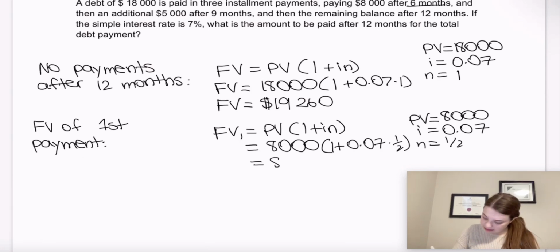That gives us $8,280. So basically, what this is saying is that putting 8,000 towards this at the 6-month mark is the equivalent of putting $8,280 towards this at the very end, right? They would be doing the same thing because of the time value of money, right?